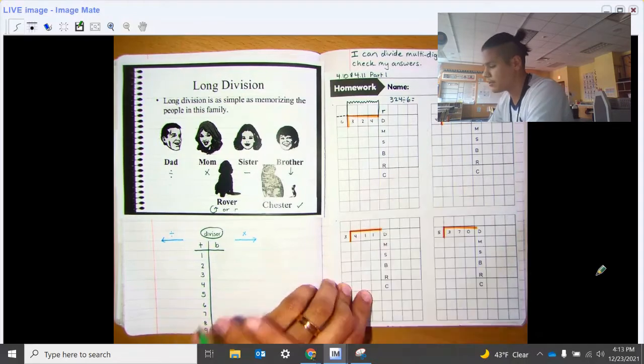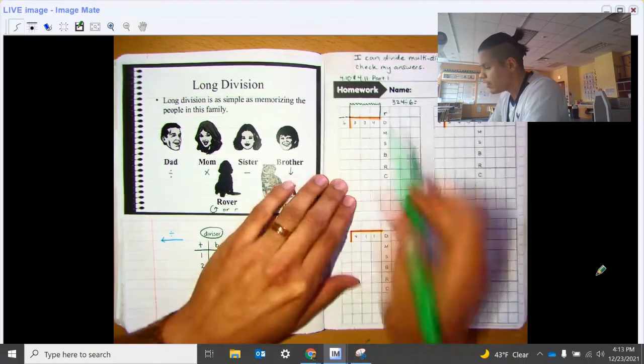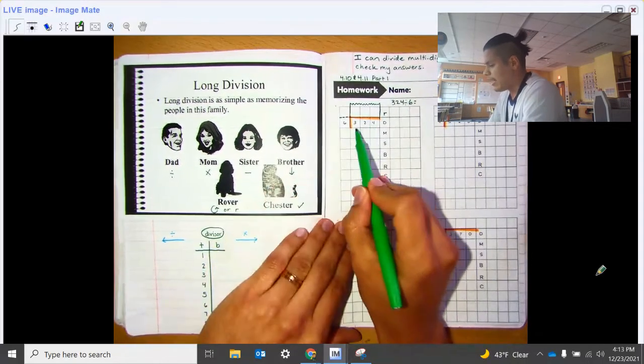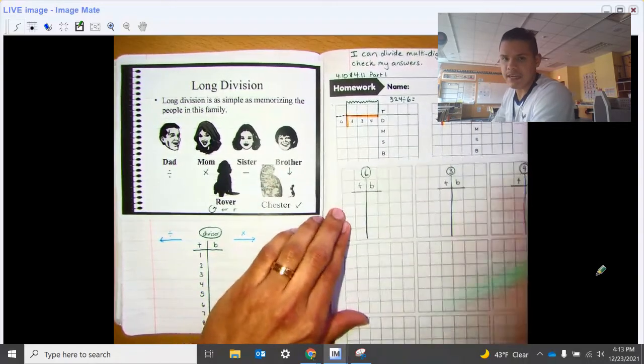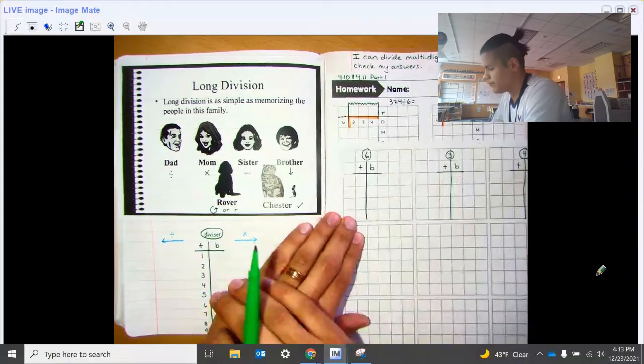You'll get a chance to practice a couple of these other problems, okay? So let's take a look at this right here. I have 324 divided by 6. Now, I don't know my 6's that well, so I'm going to use this top and the bottom chart, okay?